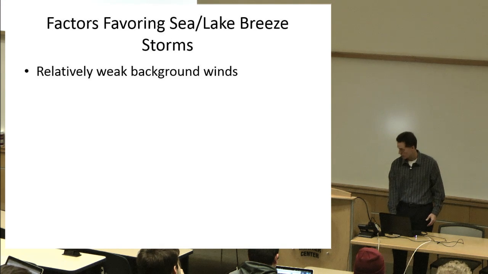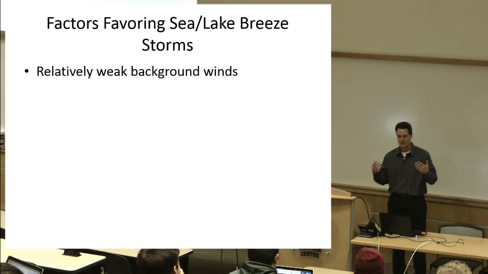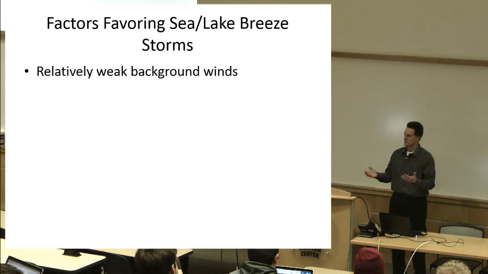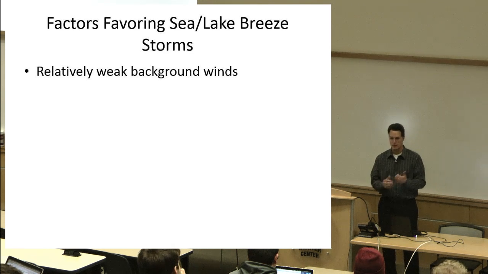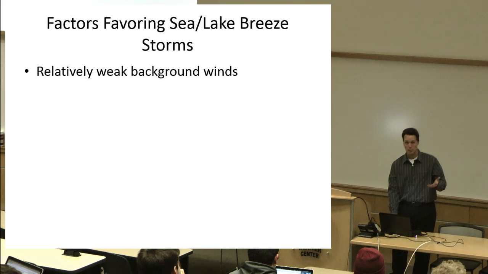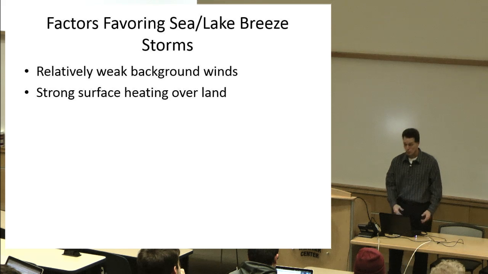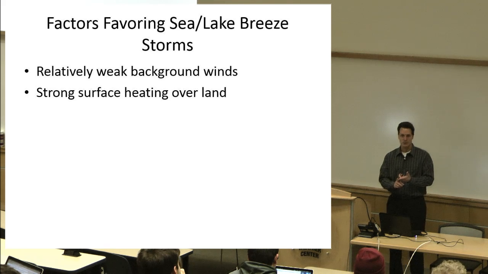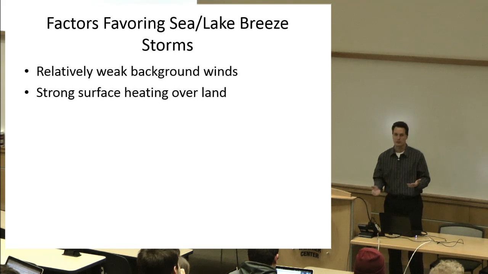Now, what favors sea breeze stuff? One thing, which kind of goes against the notion of organized severe storms, is you want relatively weak background winds. If the winds are strong, it tends to wash out the sea breeze circulation. It gets overwhelmed by the gradient flow. You want strong heating over land. You don't want it clear over the water and cloudy over land. That's not a good combination.